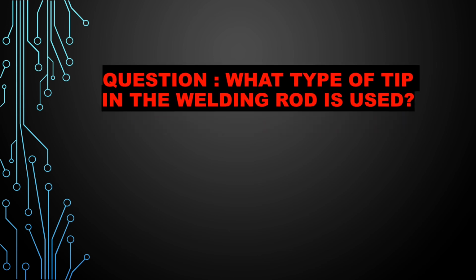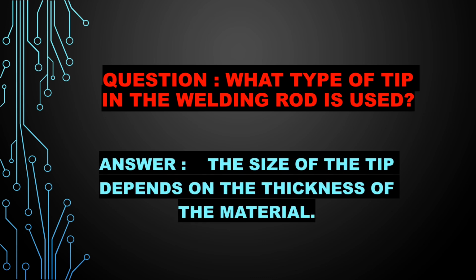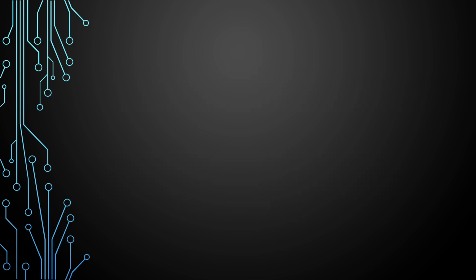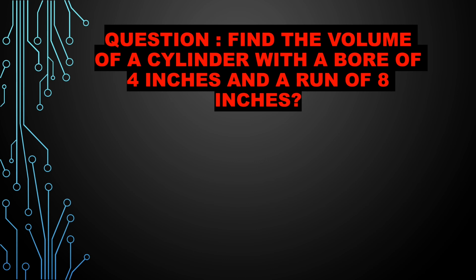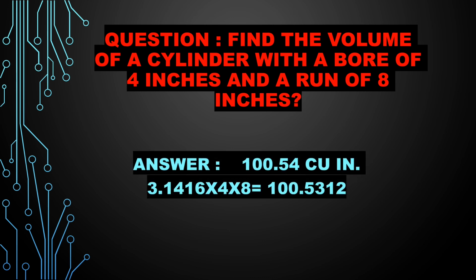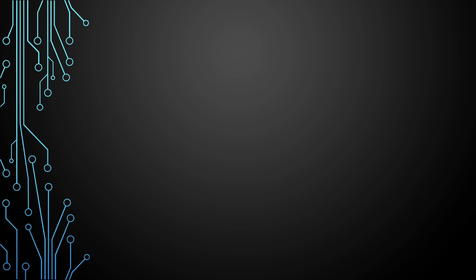Question: what type of tip in the welding rod is used? Answer: the size of the tip depends on the thickness of the material. Question: find the volume of a cylinder with a bore of 4 inches and a run of 8 inches? Answer: 100.54 cubic inches. 3.1416 times 4 times 8 is equal to 100.5312.